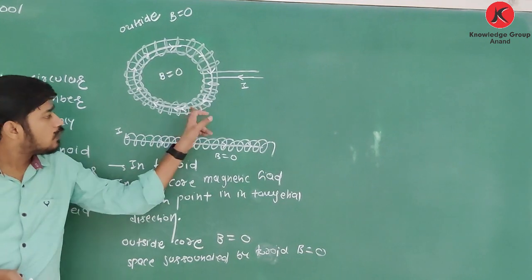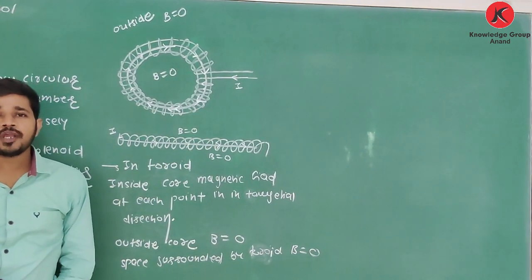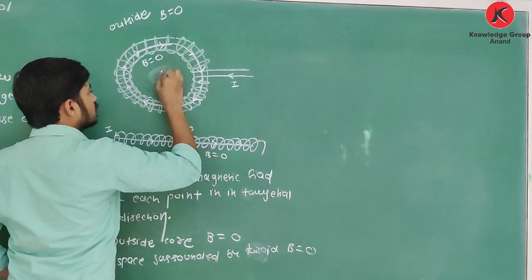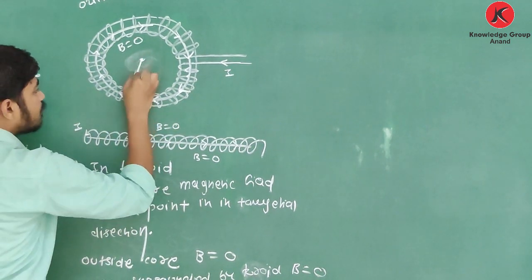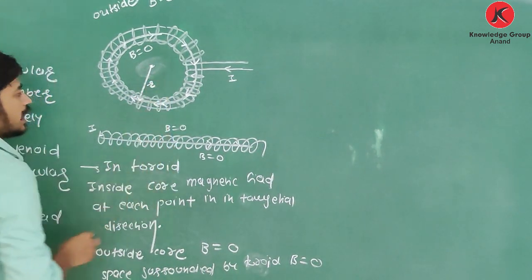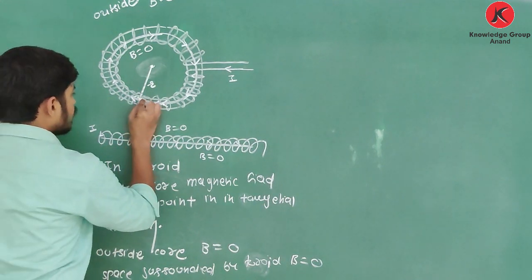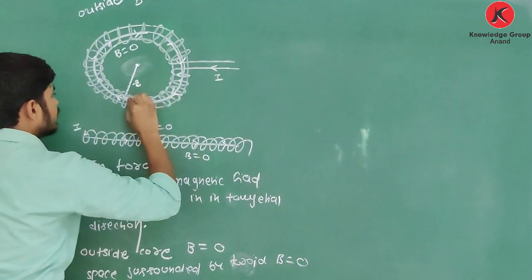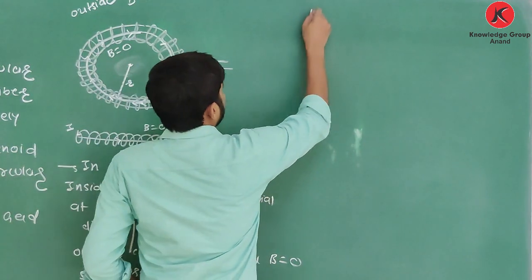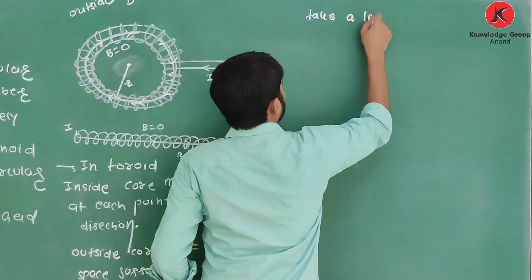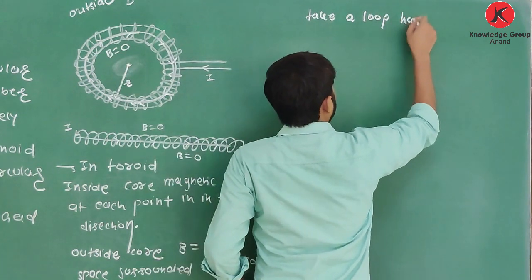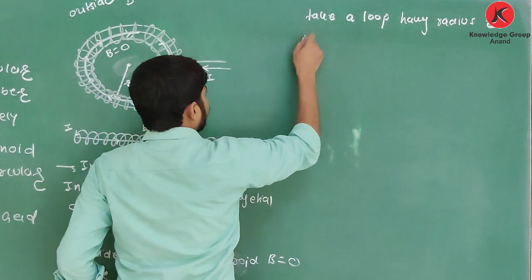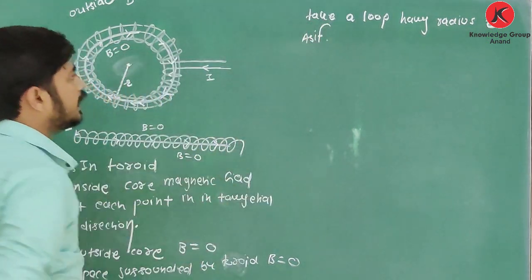So now we have to obtain the magnetic field at each and every point. So what we will do is, from this center, I am taking its average radius. Let it be R, the average radius R. And I am taking an Amperian loop having radius R. So take a loop having radius R, as shown in the figure.